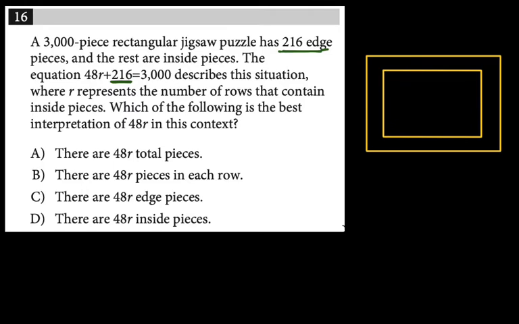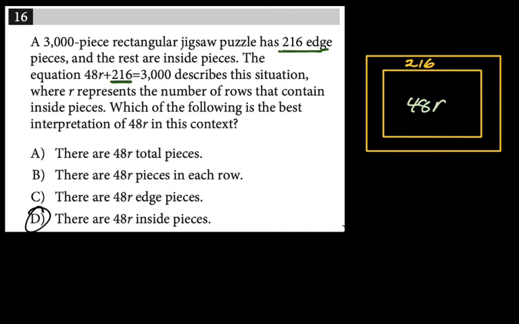So this would be my puzzle, right? There's the outer edge and then there's whatever else. We know the 216 is the edge pieces because we're told that. Now, 216 is part of the total 3,000. 48r is the rest of the total 3,000. So 48r must just be these pieces. So it must be the case that there are 48r inside pieces. It feels like it could be a tricky question, but if you draw a picture to visualize it, it makes it a little easier.